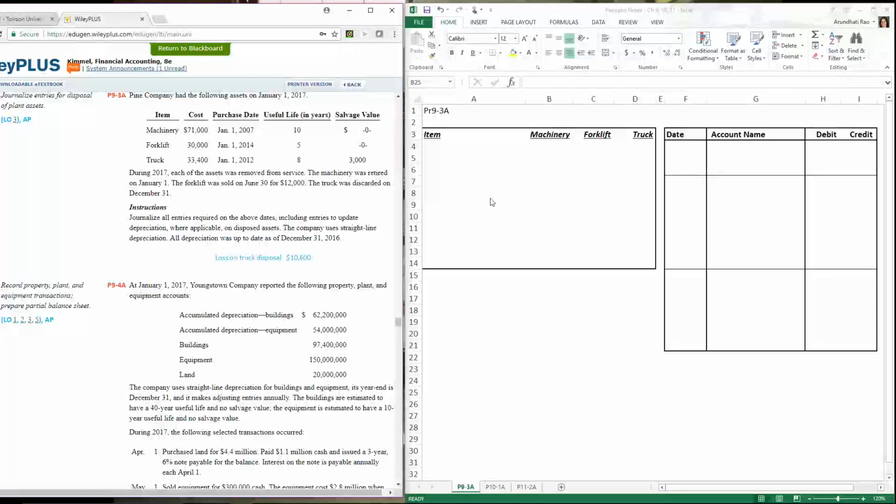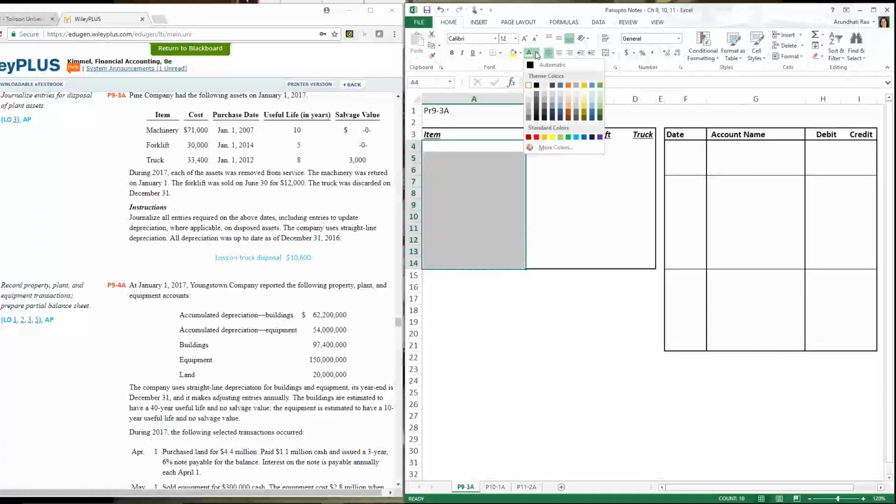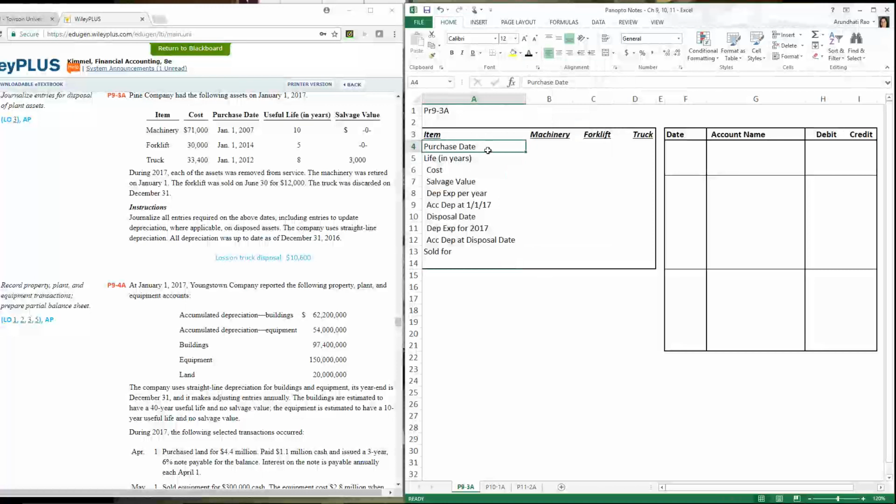So in Excel, I'm going to show you each asset, how you would deal with it. For each of these assets, I have the basic information written down over here. So let's review that first. I have the purchase date for the machine. It was purchased on Jan 1st. The life of the asset is 10 years. The original cost is $71,000. At the time I made the purchase, I expected that at the end of its life, I'm going to get nothing out of it. So salvage value is 0.